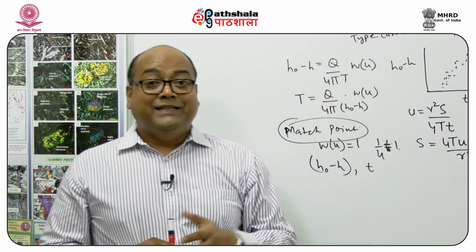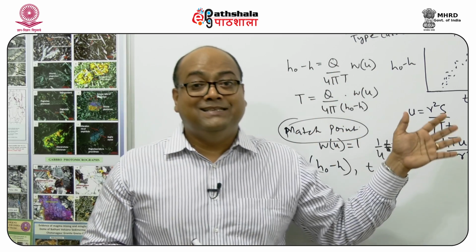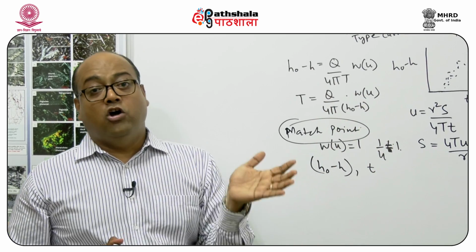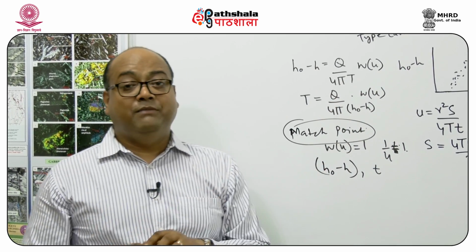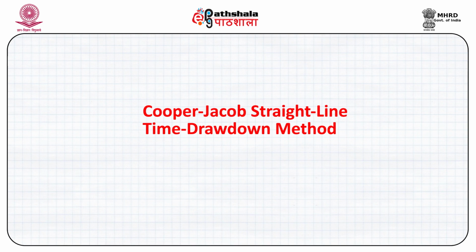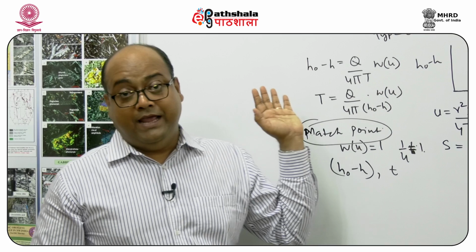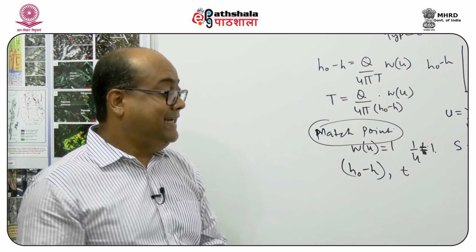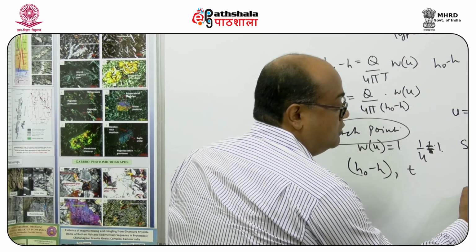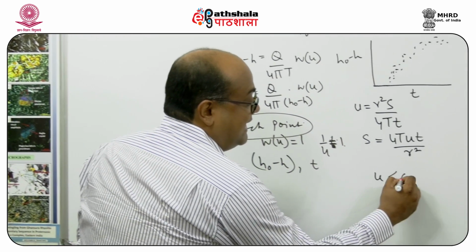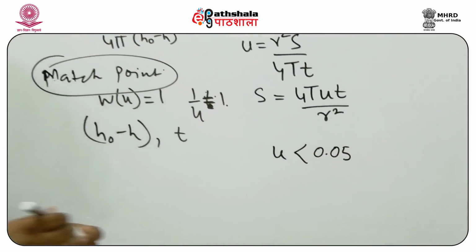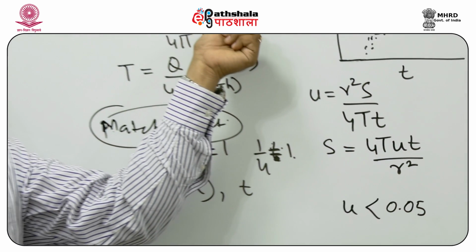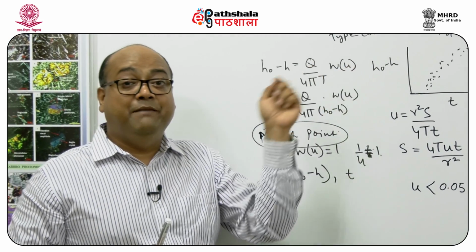Okay, so this is what is known as the Theis solution, or the Theis graphical solution. Later on, C.E. Jacob simplified this method a little bit, under the assumption that if the value of u, which is defined here, is less than 0.05, then the higher order terms of the well function can be ignored.